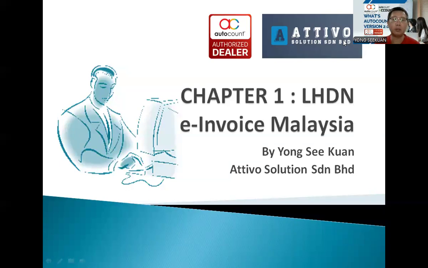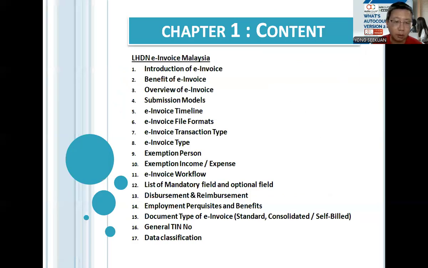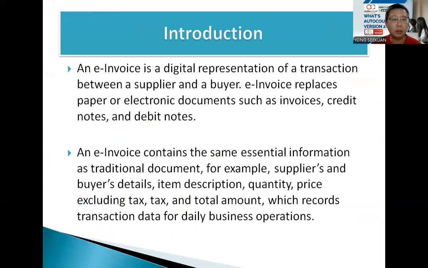So today I will explain Chapter 1, LHDN e-Invoicing Malaysia. So we go to the contents. Okay, this is the content, 17 topics about e-Invoicing Malaysia LHDN. So this is the introduction of the e-invoice. An e-invoice is the digital representation of the transaction between the supplier and the buyer. It means when you issue the invoice and send it to the customer, this invoice needs to be verified by the LHDN.